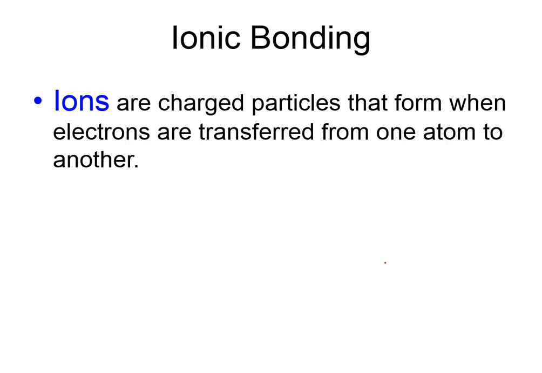So to form ionic bond, you need to have ions. So if you have to form an ionic bond, you need to have ions. So what are these ions? Ions are just charged particles that form when electrons are transferred from one atom to another.